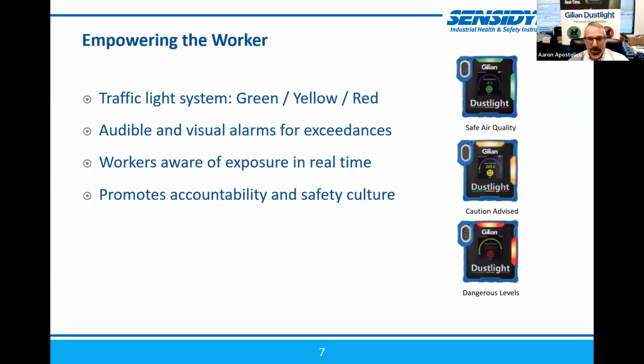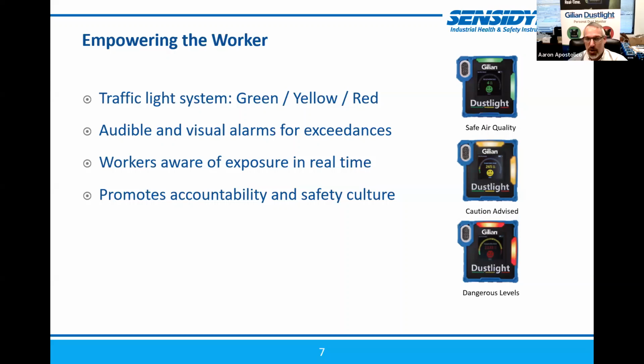So in addition to the traditional monitoring that is done with gravimetric sampling, one of the benefits of using a real-time monitor is that it can empower the workers to make informed decisions in real time. The device actually has a traffic light system. It's set up to go from green to yellow to red as your thresholds are exceeded. You can set a low level alarm, which would turn it from green to yellow, and then you can set a high level alarm, which will turn it from yellow to red when it's exceeded.